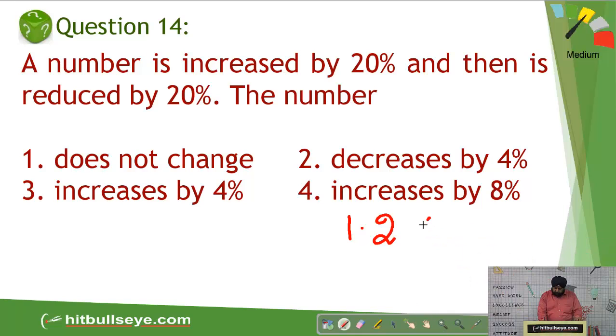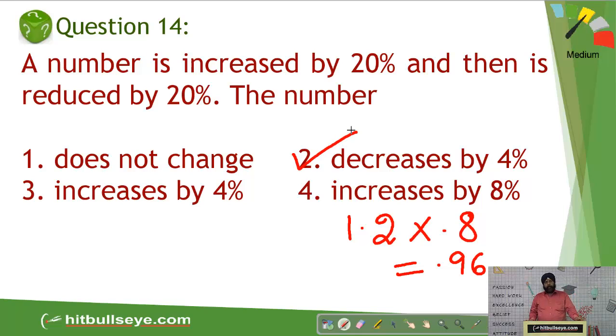When it is reduced by 20%, it becomes 0.8 of itself. So finally the number becomes 0.96 of itself, hence it decreases by 4%. Students, you can see how simple the questions are in the SNAP paper. You just need basic knowledge of arithmetic and basic fundamentals and formulas.